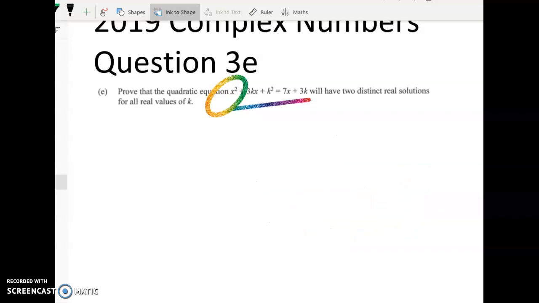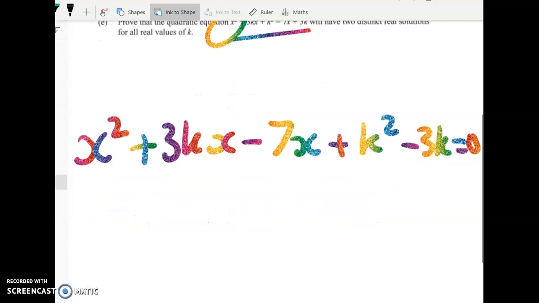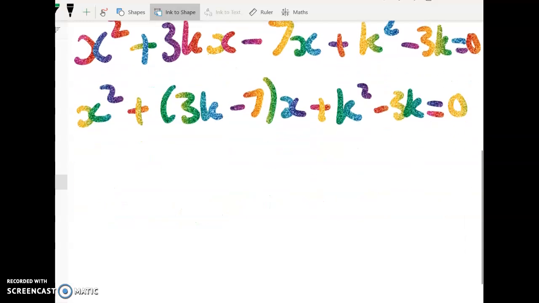As usual with a quadratic, we want to have everything on one side equaling 0. So let's start by doing that. Rewriting, we get x squared plus 3kx minus 7x plus k squared minus 3k equals 0. That is, x squared plus (3k minus 7)x plus k squared minus 3k, which lets me quickly identify a, b, and c, the coefficients.